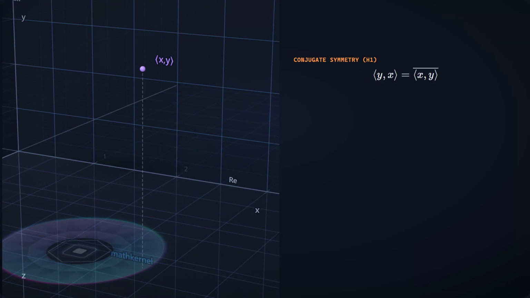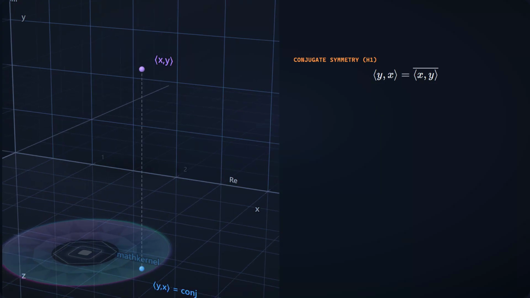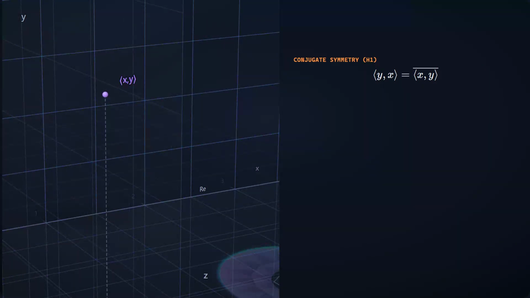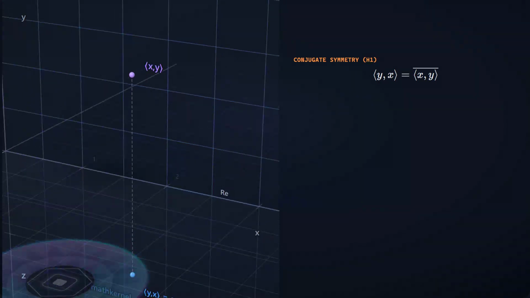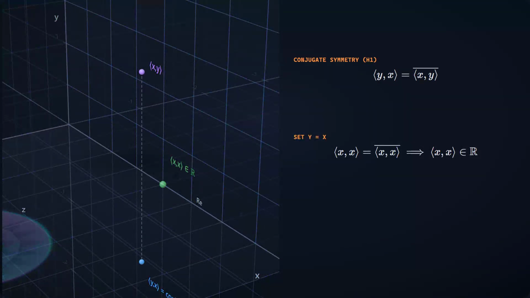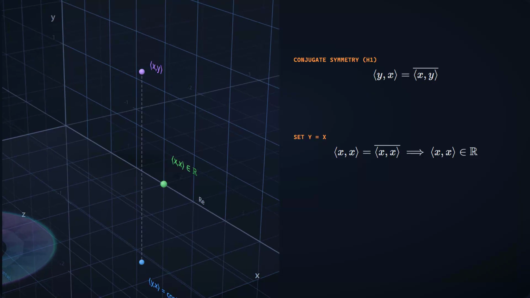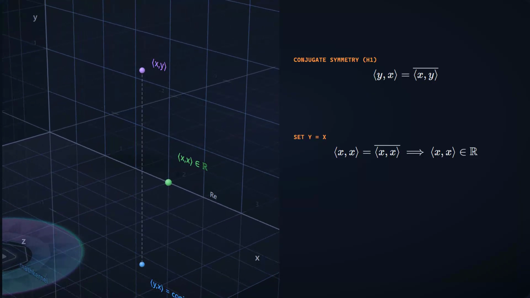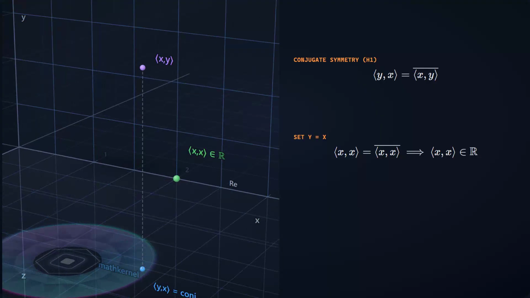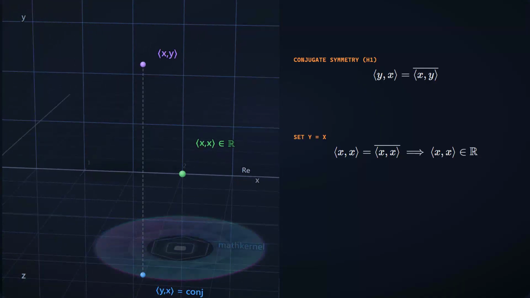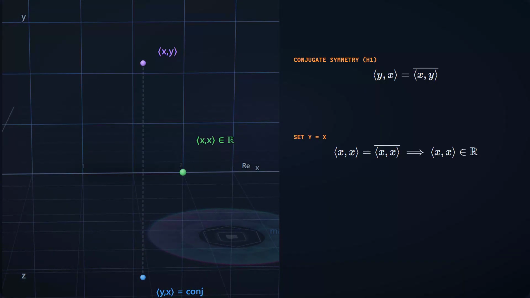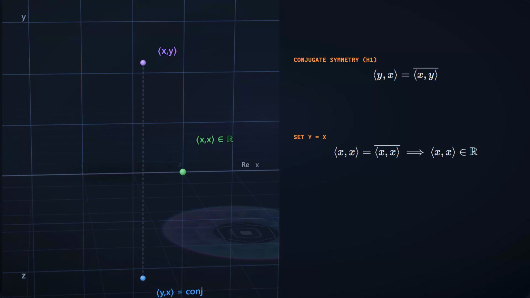Conjugate, so swapping the order reflects the value across the real axis. Right. Now set the two arguments equal and watch the rescue. Conjugate symmetry says the product of x with itself equals its own conjugate, and a number equal to its own conjugate has no imaginary part. A number that equals its own conjugate is forced onto the real axis. And because it's real and positive definiteness makes it positive, the square root is an ordinary real length again.